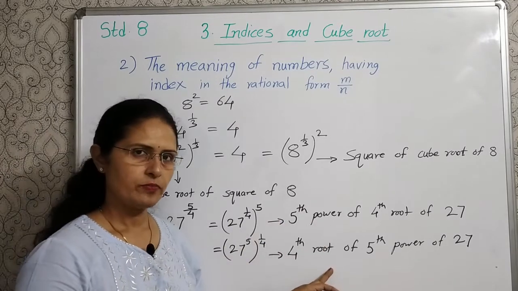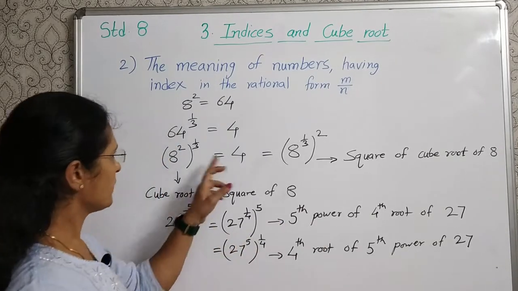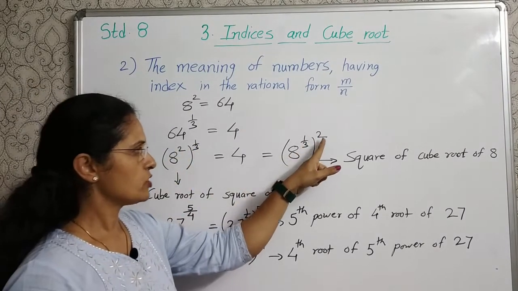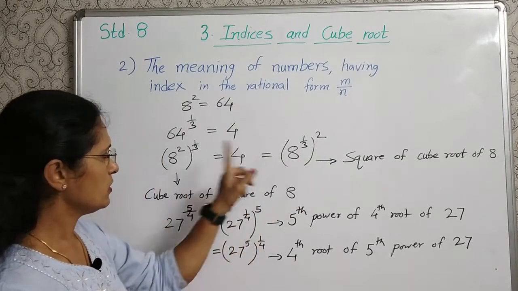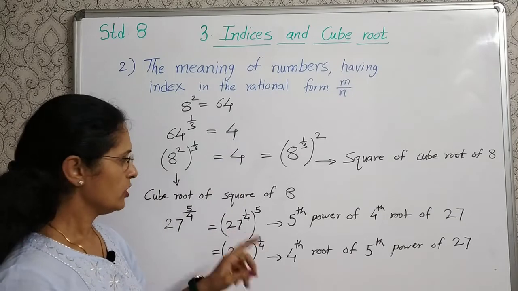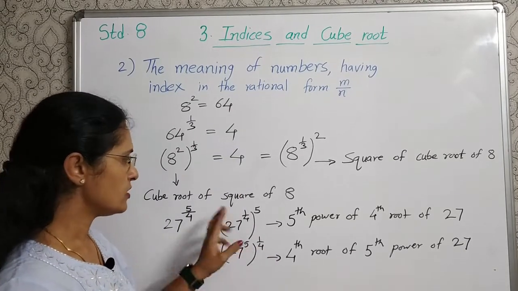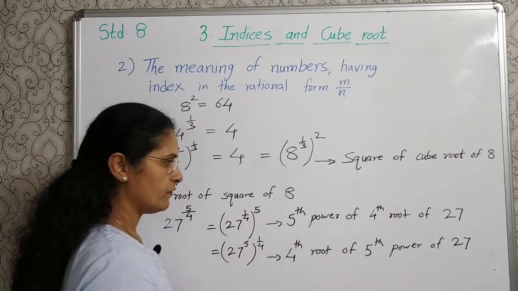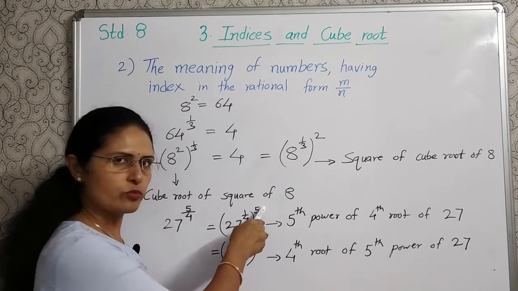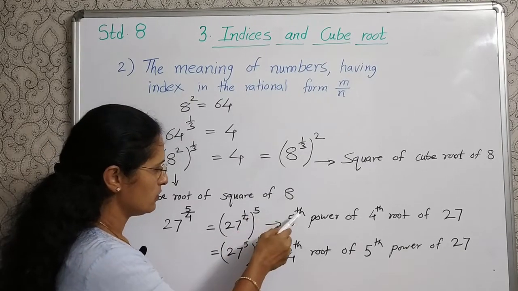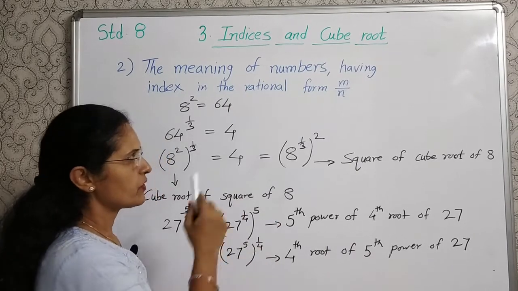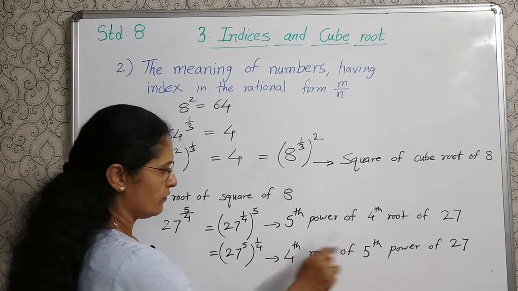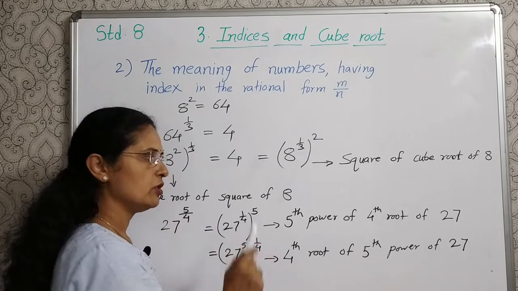The meaning is different, but the answer will be the same, because we have seen here it can be cube root of square of 8 or square of cube root of 8. Even then the answer of this is 4. So the same thing will be here. The answer will be the same, though we write it in a different way and read it in a different way. So first we read the outermost index. Here it is fifth power, but here the index is in the rational form 1 by n, so it is the root. So fourth root of fifth power of 27, and here fifth power of fourth root of 27.